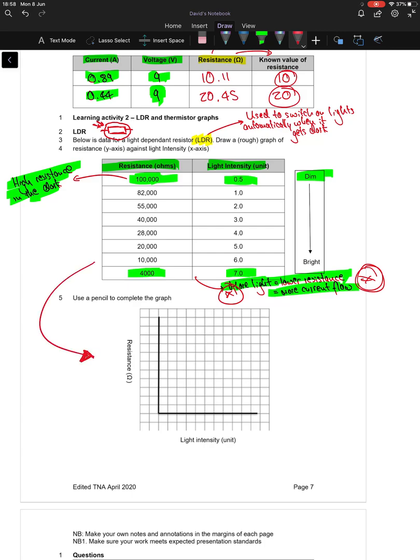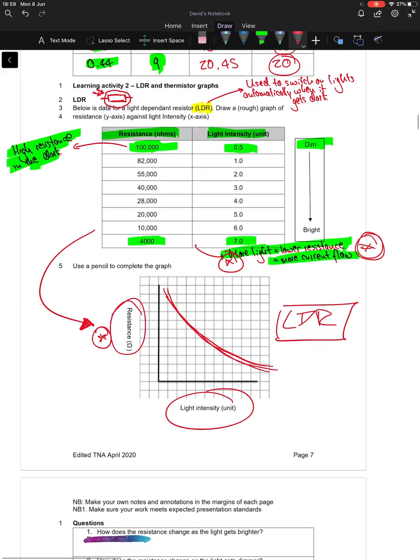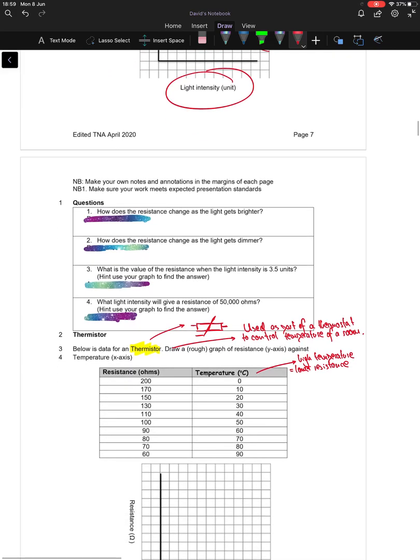So, pause the video now and plot that data as a graph for me and draw a line of best fit with it. Right, should have had a go at drawing a graph for me with a line of best fit, and you will see that you've got a general trend that goes down like that in the shape of your graph. And it's just remembering that this shape of your graph shows that relationship for an LDR between resistance and light intensity.